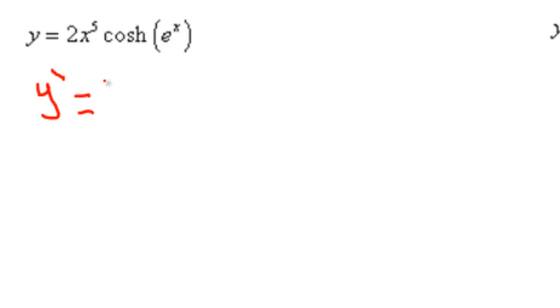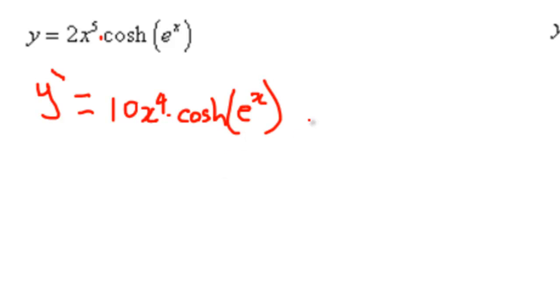So for this next example then, we have a product here. This is the first one that we've seen that we're multiplying the 2x to the 5 times the hyperbolic cosine of e to the x. So we use the product rule. Derivative of the first is 10x to the 4. Keep the second the same. So that's the hyperbolic cosine function.